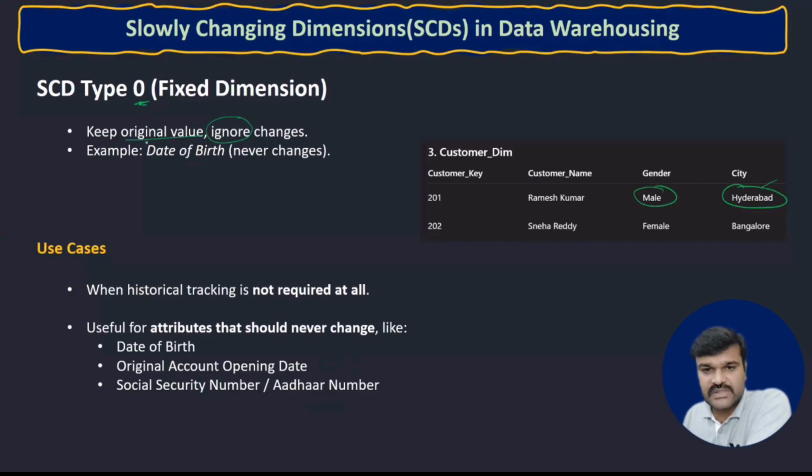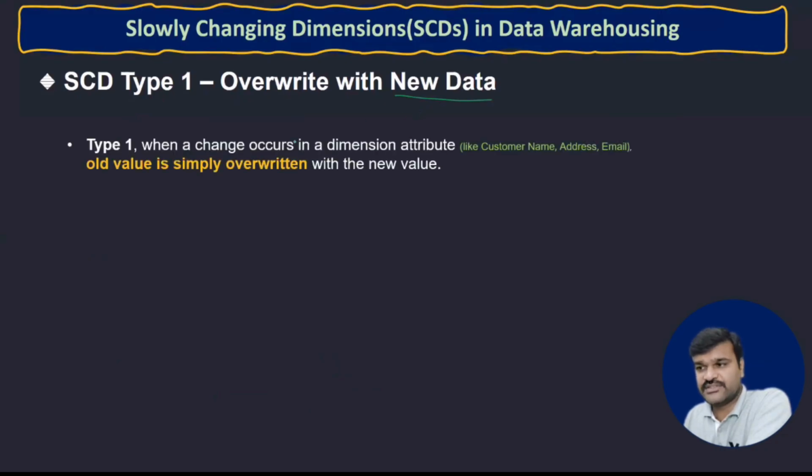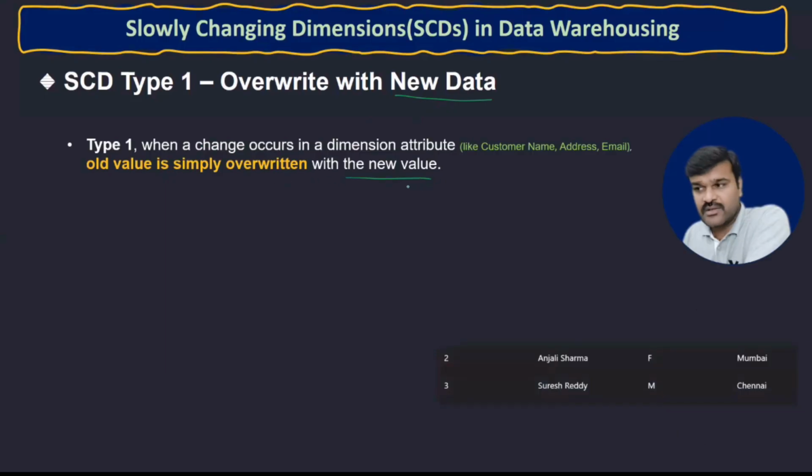Now let us understand the actual one, type 1, SCD type 1. What does it mean? Simply, overwrite with the new data. When changes occur in a dimension attribute, the old value is overwritten with the new value. That's all.